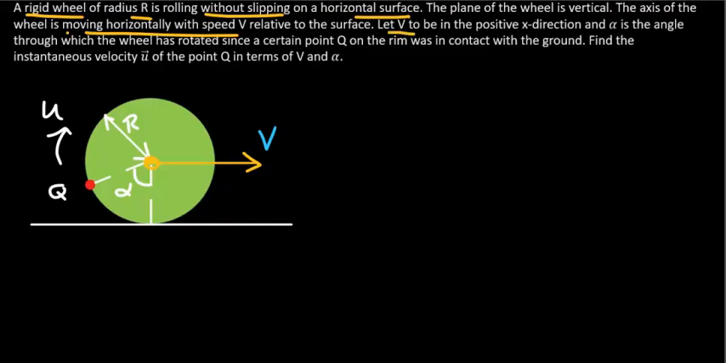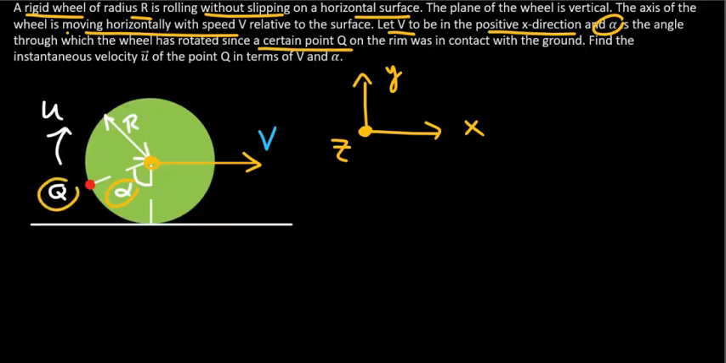Let v be in the positive x direction. So this is the y-axis, that is the x-axis, and the axis is actually in the direction of the positive z-axis. Alpha is the angle through which the wheel has rotated since a certain point Q on the rim was in contact with the ground. Find the instantaneous velocity u of this point Q in terms of v and alpha.